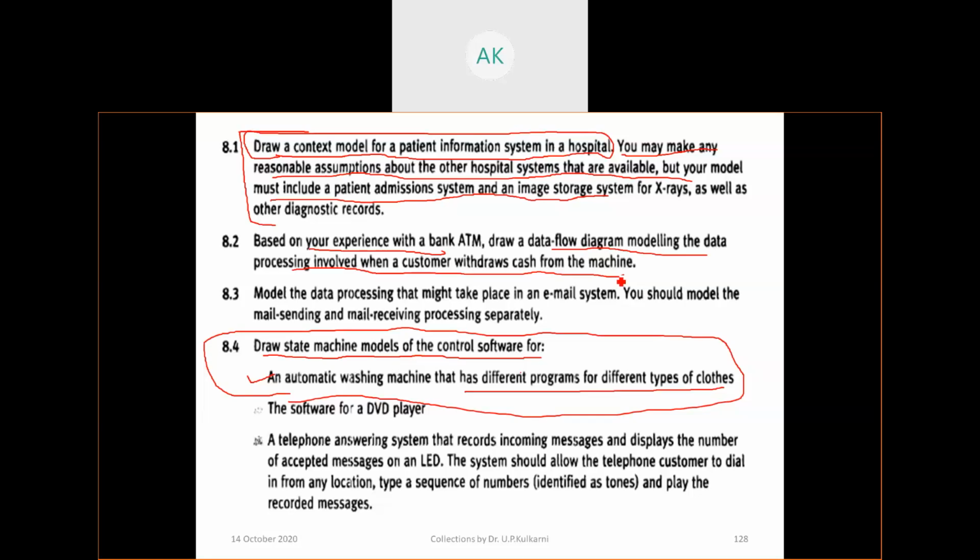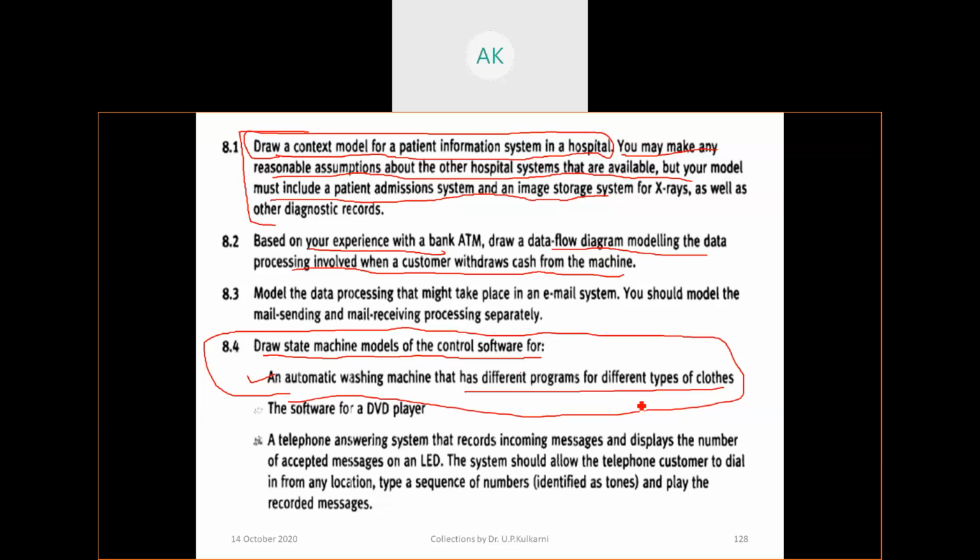And I'm reminding you people, look at that. There will be a lot of ambiguity or vagueness or missing information. In that case, you need to elaborate. For example, an automatic washing machine that has different programs for different types of clothes, state machine model. What are these different programs? What are these different types of clothes? How do they treat them and all? Everything is missing here. And it is all intentional.